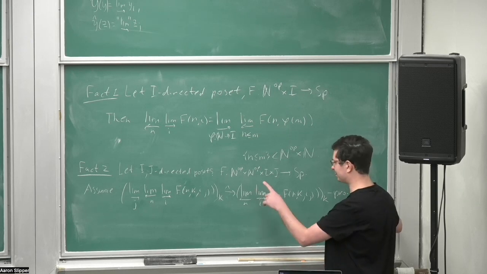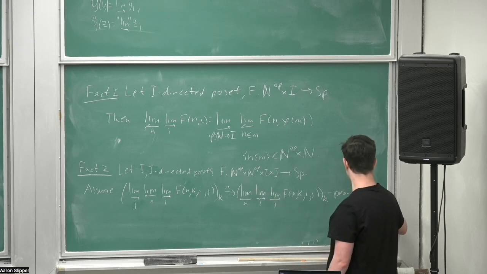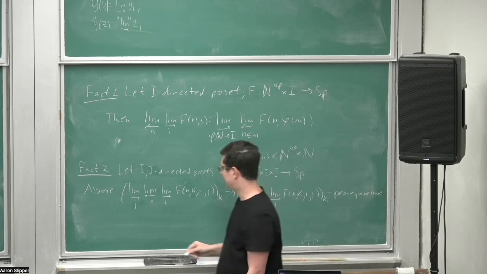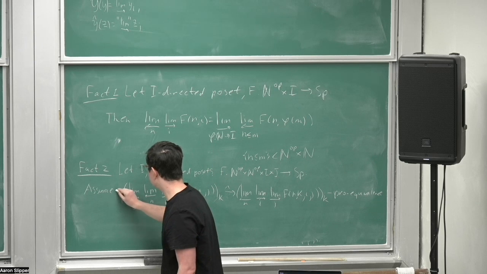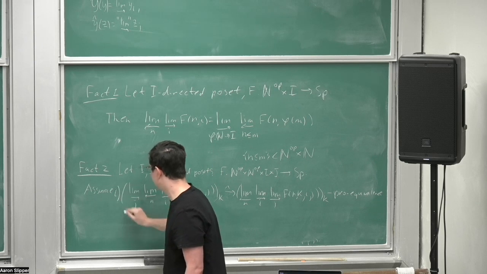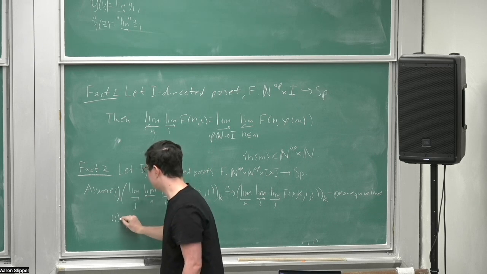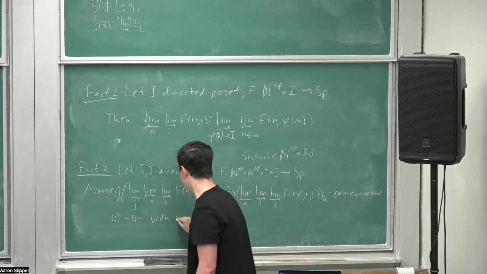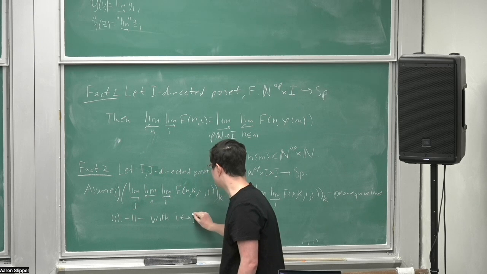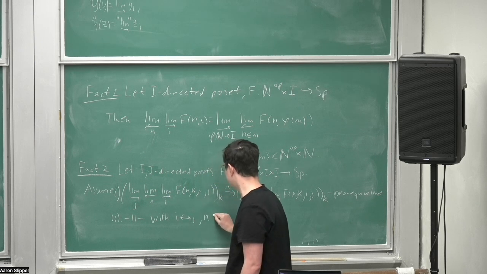So this is an assumption. This is not the conclusion. So this is the first assumption. The second assumption is that the same thing holds with I replaced with G and N replaced with K.